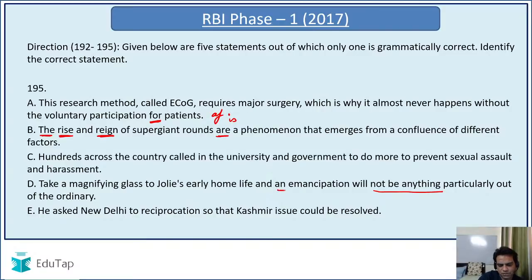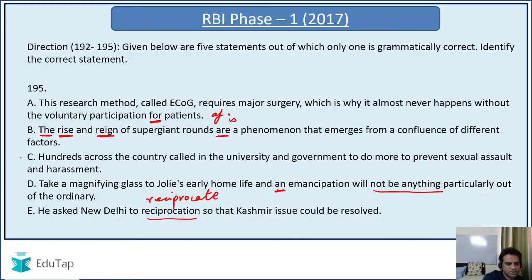We do not use articles before emancipation, so yes, that is wrong. And he asked New Delhi to not to reciprocation, to reciprocate. He asked Delhi to reciprocate so that the Kashmir issue could be resolved. So not earlier home life. Early home life, that means her childhood life. That's early home life, not earlier home life, Nishant. That basically means childhood life.